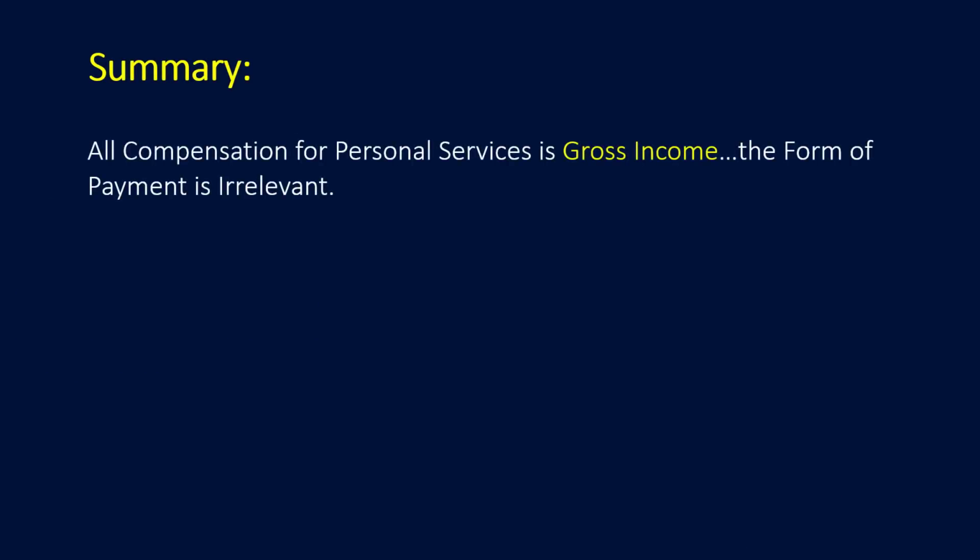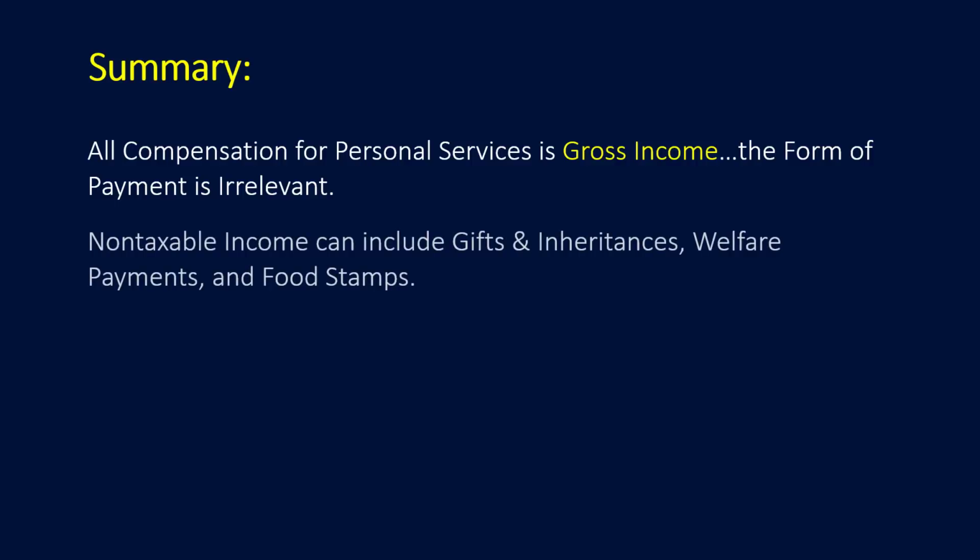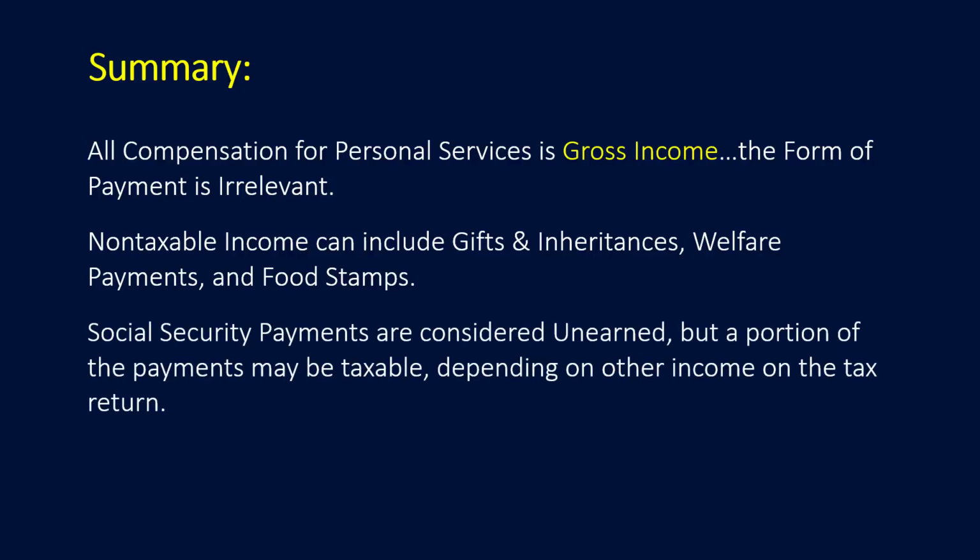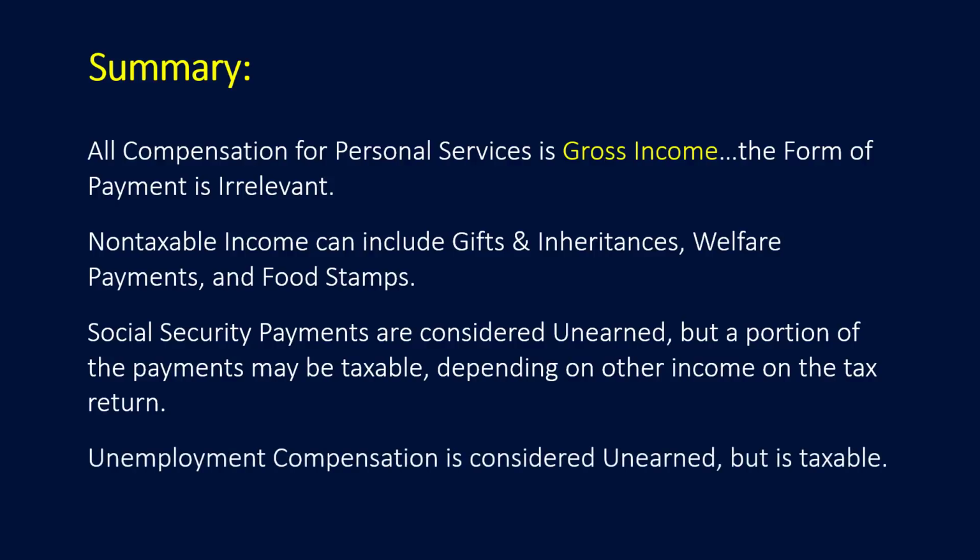So in summary, all compensation for personal services is gross income. The form of payment is irrelevant. Non-taxable income can include gifts and inheritances, welfare payments, and food stamps. Social Security payments are considered unearned, but a portion of the Social Security payments may be taxable. This depends on other income on the tax return. Unemployment compensation is considered unearned, but it's taxable.